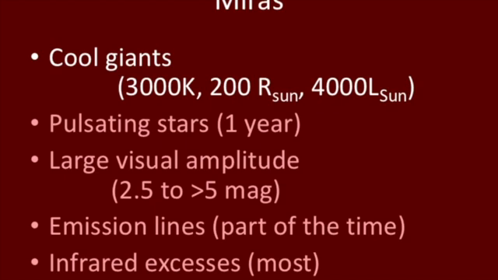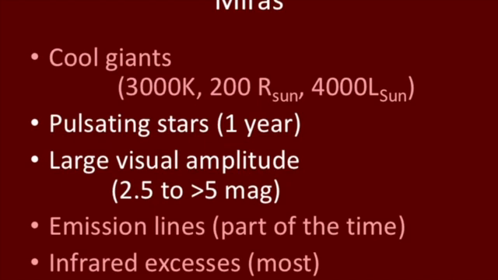Miras are cool giants, which means that their surface temperatures are around 3,000 kelvins. Their size is about the size of Earth's orbit, at 200 solar radii, and their luminosity is 3,000 to 5,000 times the luminosity of the sun. These are big creatures. They are also, and this is important for this context, pulsating stars with periods around a year and large visual amplitudes.